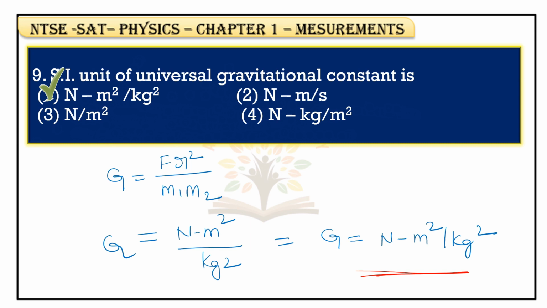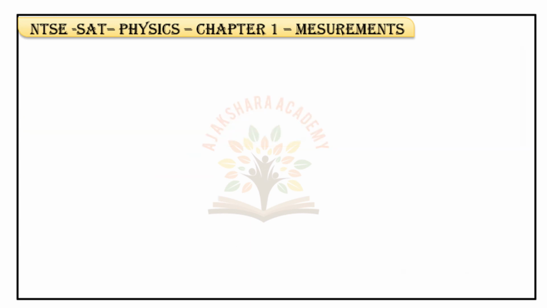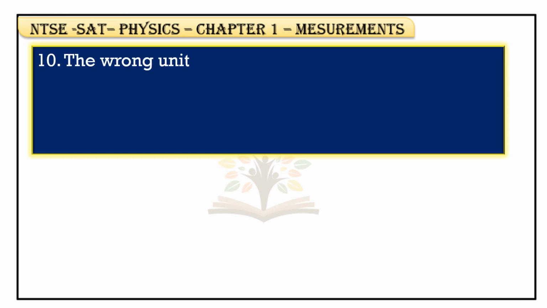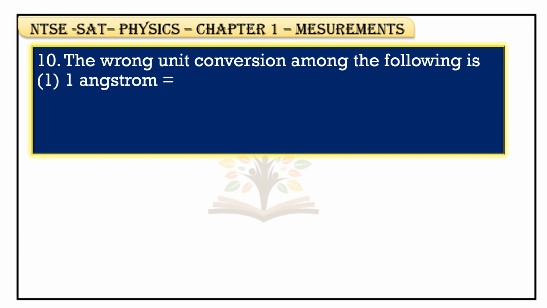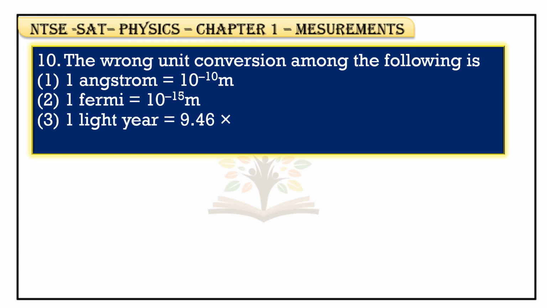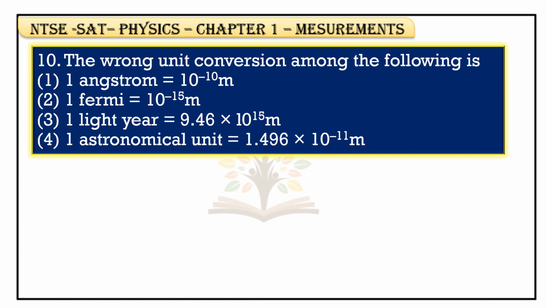Okay. Next, the wrong unit conversion among the following is: 1 Angstrom is equal to 10 to the power of minus 10 meters, 1 Fermi is equal to 10 to the power of minus 15 meters, 1 light year is equal to 9.46 into 10 to the power of 15 meters, 1 astronomical unit is equal to 1.496 into 10 to the power of minus 11 meters.